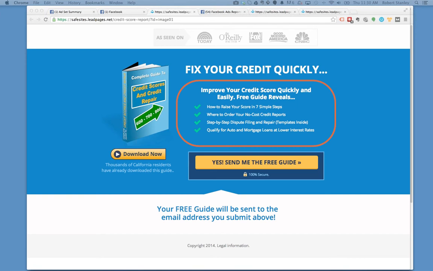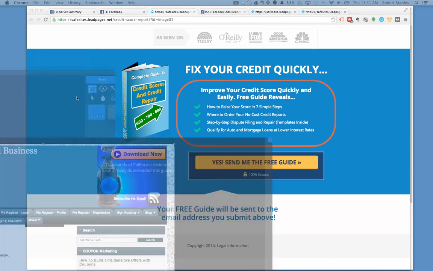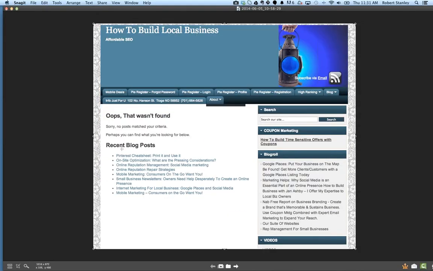Let's see. Oh, her thank you page. This was interesting. I didn't really understand why she did it this way, because you can build thank you pages inside lead pages. But she has her thank you page set up so it goes to her website, which is basically a WordPress blog, as best I can tell. And so this is the thank you page.